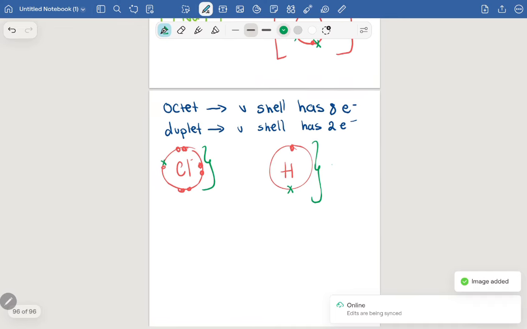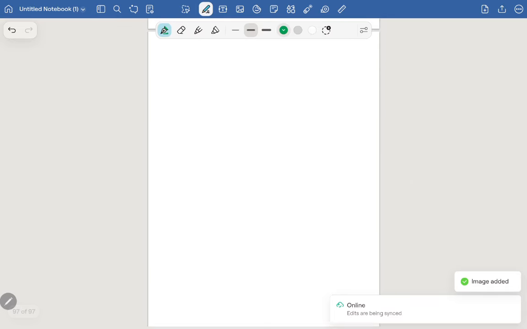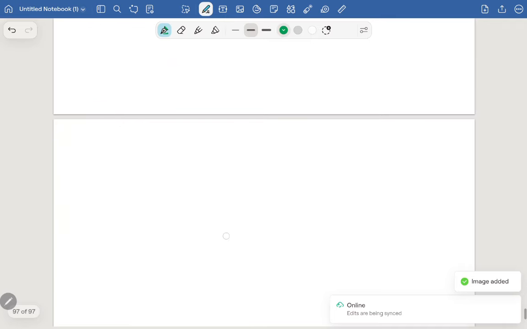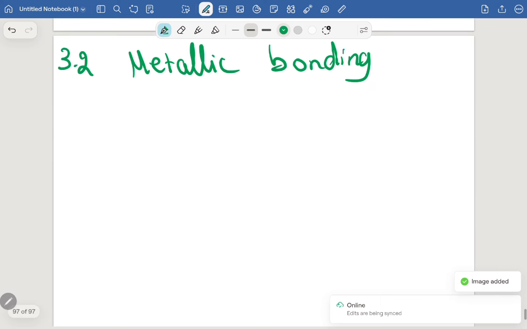So now we'll move on to section 3.2. Actually, let me leave this page for the ionic. Section 3.2, which is metallic bonding. Metallic bonding is, in my opinion, very interesting and perhaps one of the easiest types of bond. Let us discuss how metallic bonding looks, or how it occurs.